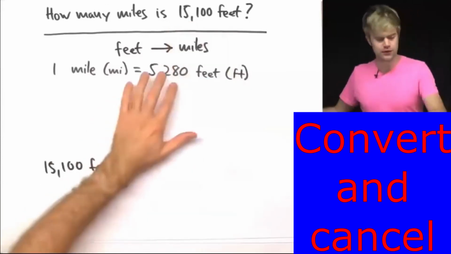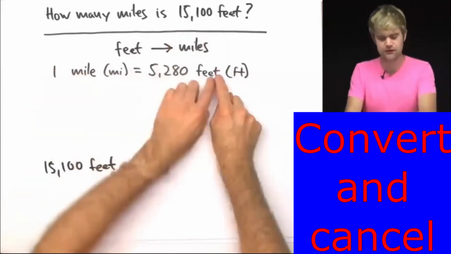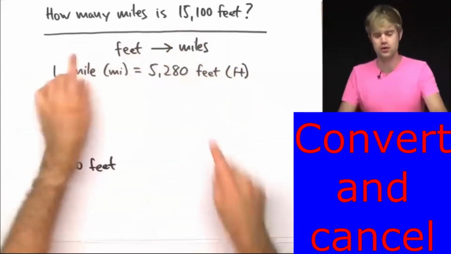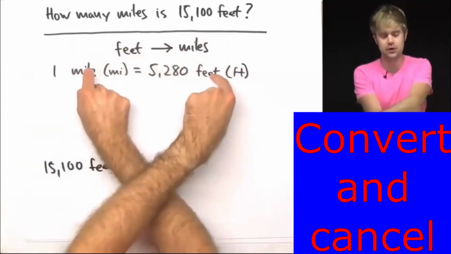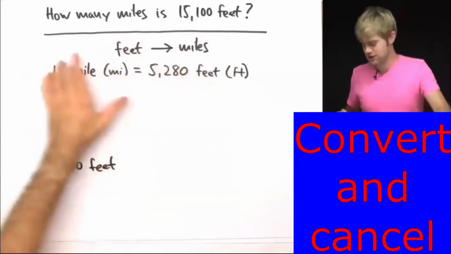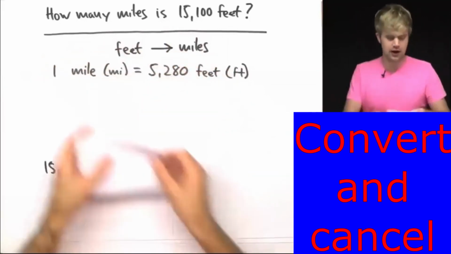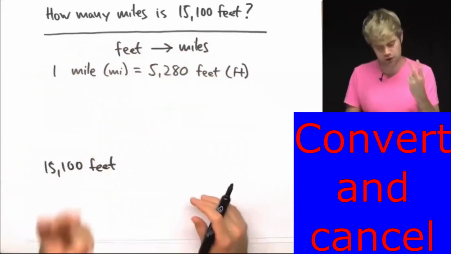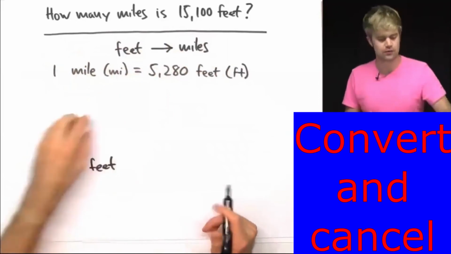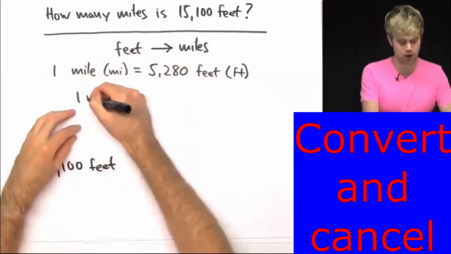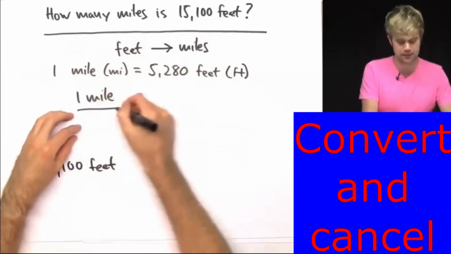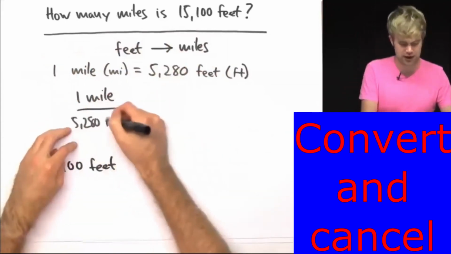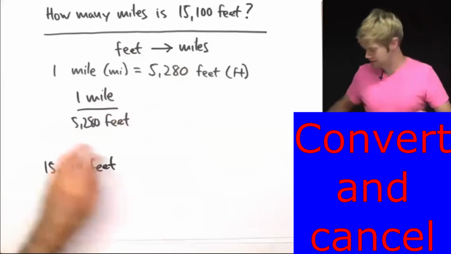Now, don't freak out that miles is on this side and feet is on this side. It doesn't matter what unit is on what side of the equation, because you could just easily flip it. You don't care what unit is on what side of the equation. All you care about is being able to have this so then you can write the conversion factors. So let's write the two conversion factors that we can get from this statement. I'll take 1 mile and I'll put it on top here. And then I'll take the other side, 5,280 feet, and I'll put that on the bottom.